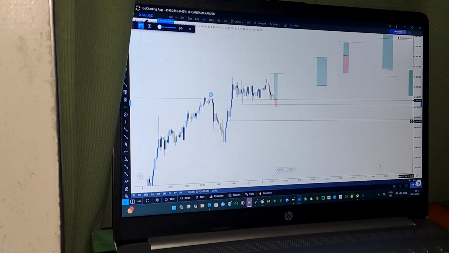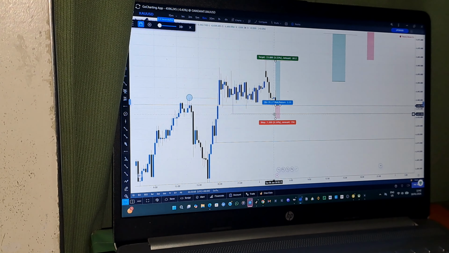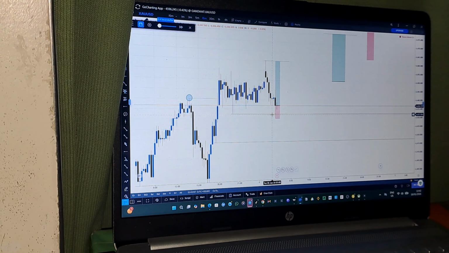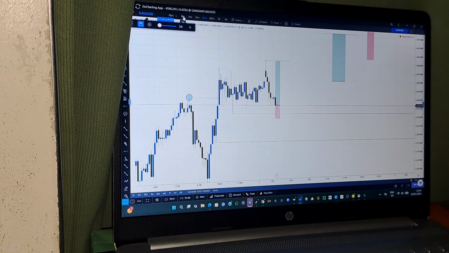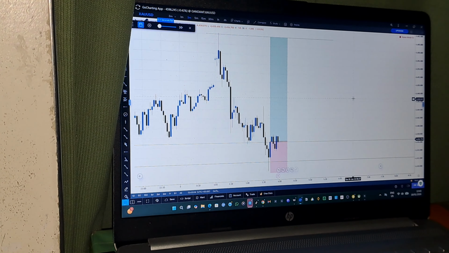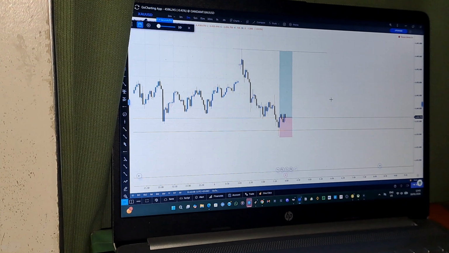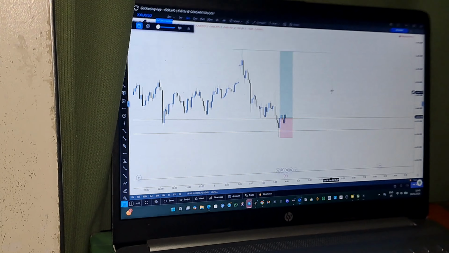As you can see, price has clearly swept our liquidity. So what do we do next? We scale into the 3 minute or 5 minute to find a confirmation. As you can see, on a 3 minute, these are the steps I follow when I'm entering a trade. So guys, I hope you're paying attention.